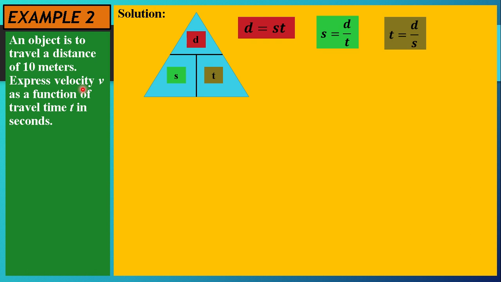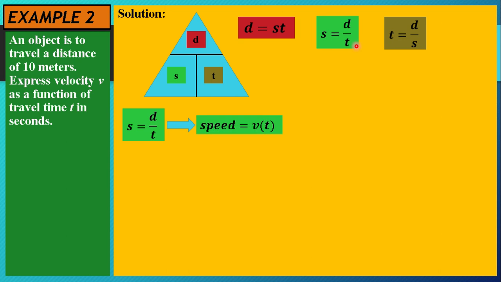Therefore, yung velocity that is the same as speed. So ang gagamitin nating formula ay S is equal to d over t to express the given problem. Okay, so S is equal to d over t. So speed, that is velocity in travel time, so that is v of t.